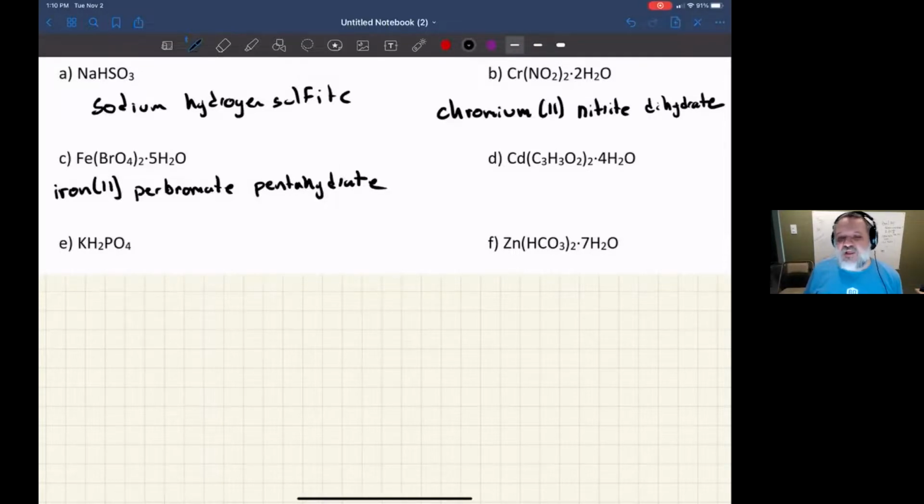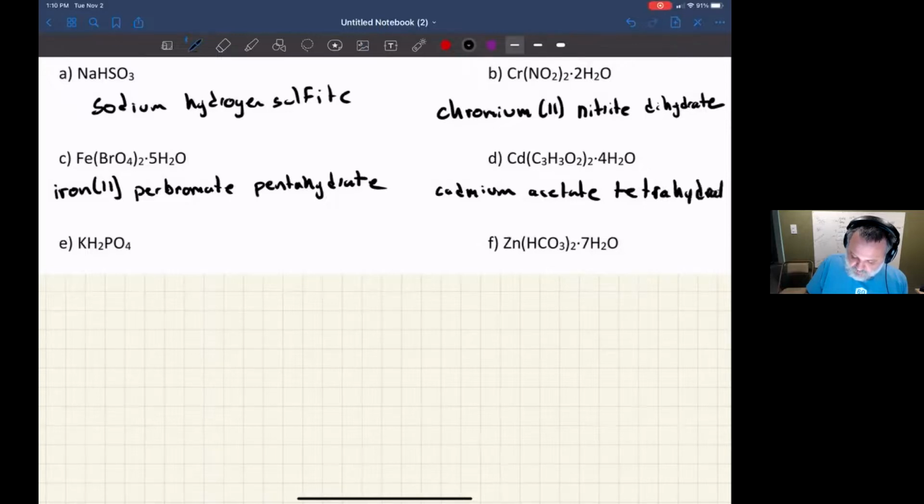Okay, what's the next one? It's cadmium and acetate. Now, cadmium is one of those exceptions. It is a transition metal, but it always forms cadmium 2+. Acetate is -1. That's why there's two acetates. We don't have to include the Roman numeral. So this is cadmium acetate tetrahydrate.